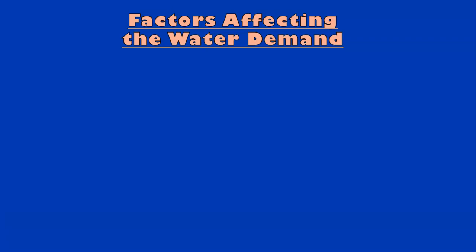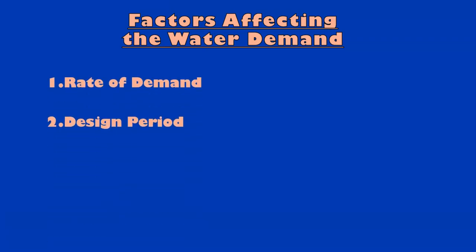What are the factors that affect the water demand in general? There are 3 factors. Number 1, rate of demand. Number 2, design period of the components of the water supply scheme, and the population.